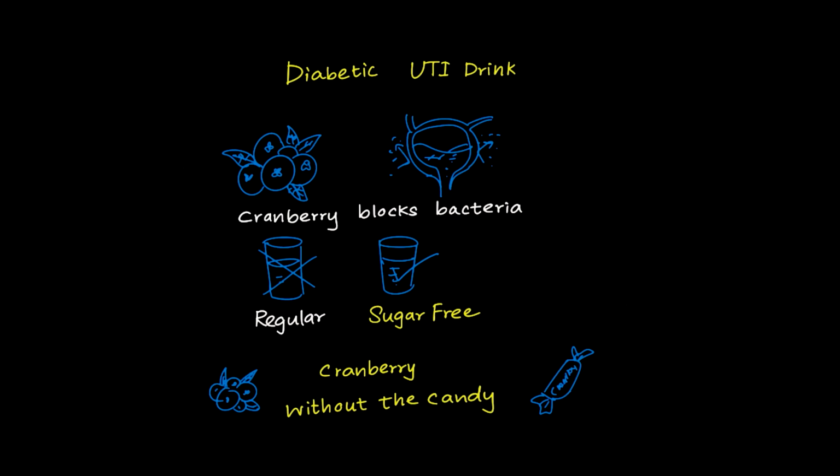Here's a D440 OA exam tip for you. When the question combines diabetes and UTI, pick sugar-free cranberry. Quick recall hook: cranberry without the candy.